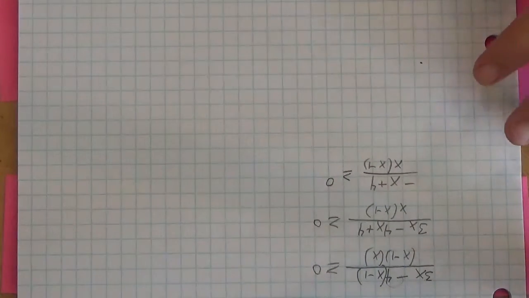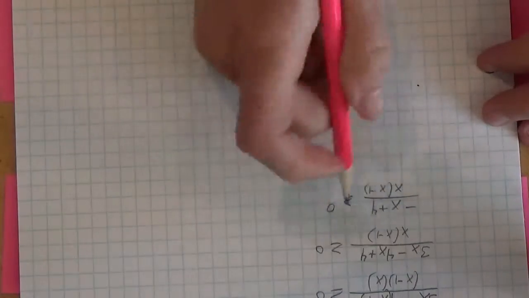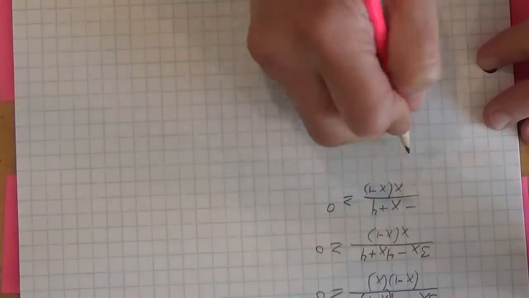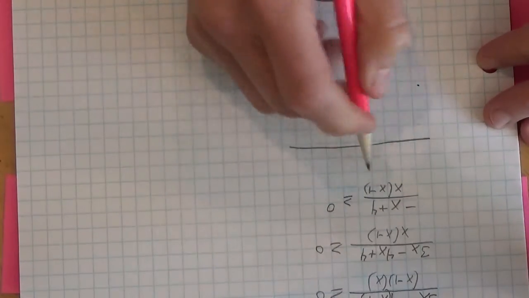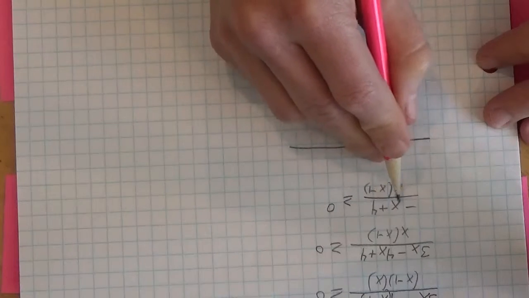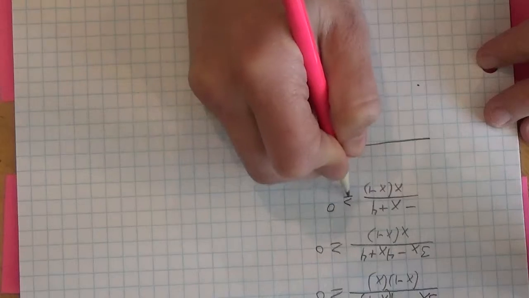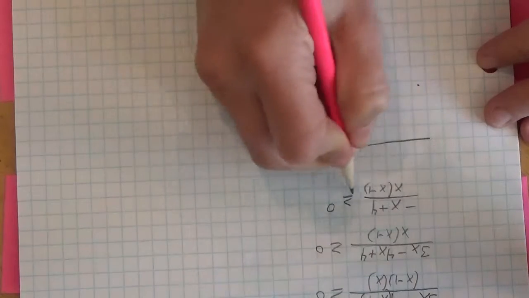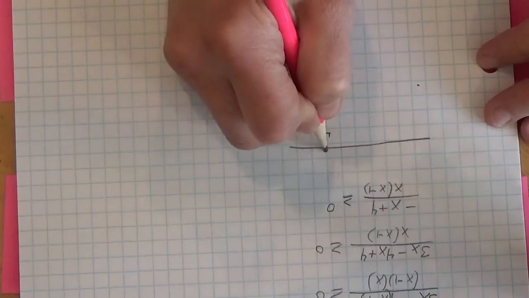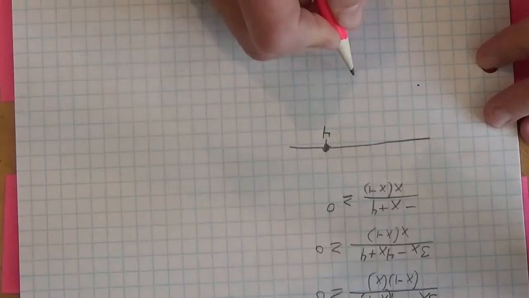Excellent. So now that I have it in this gorgeous factored form, I can tell exactly where it equals 0. So it'll equal 0 when x is 4. And when it equals 0, I want it to be greater than or equal to 0, so I'll put a nice solid dot there.